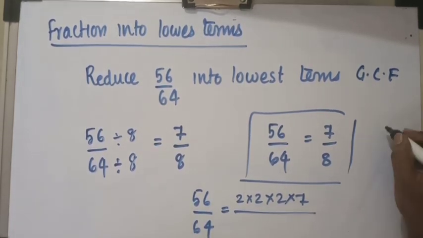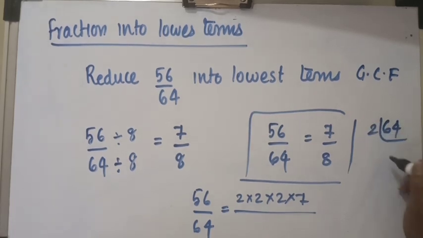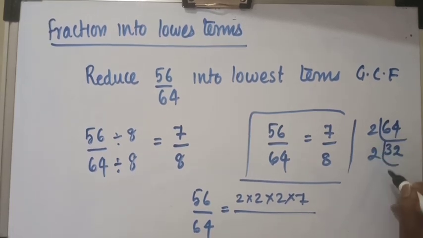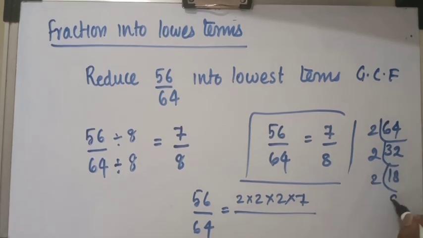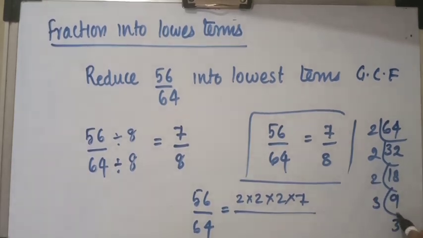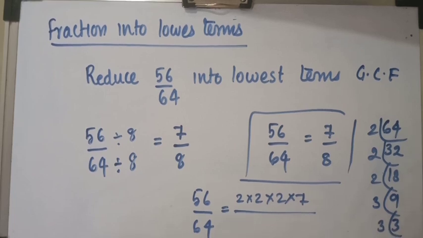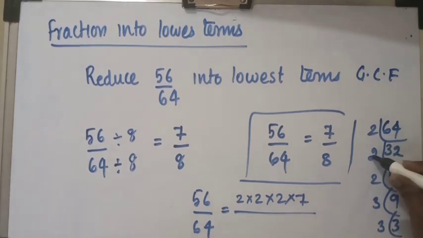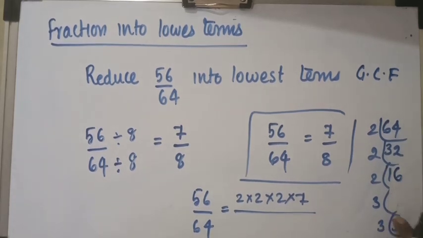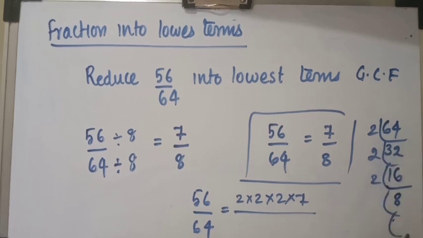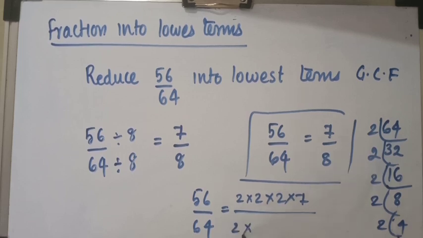Now coming to 64, you find the prime factors. 2 3s are 6, 2 2s are 4, 2 1s are 2, 2 8s are 16. Children, I'm very sorry. Let me redo it: 2 4s are 8, then 2 2s are 4, 2 1s are 2. So here it is 2 into 2 into 2 into 2 into 2 into 2.